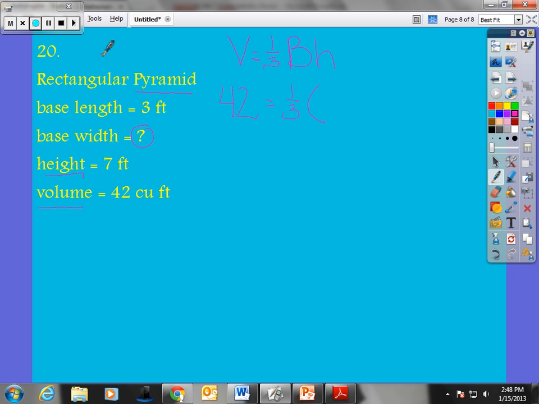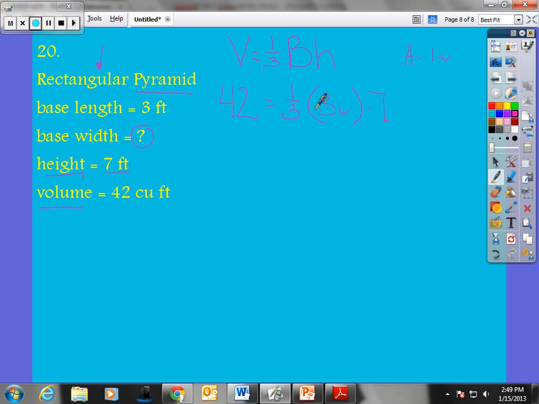Well, the base is a rectangle, boys and girls. A rectangular pyramid means the base is a rectangle. So the area of a rectangle is length times width. I know the length, so that's 3. I don't know the width, so that's W. Times that by the height of this pyramid, which is 7. Oh, this is a much easier one. All right, I'm just going to multiply these two together.